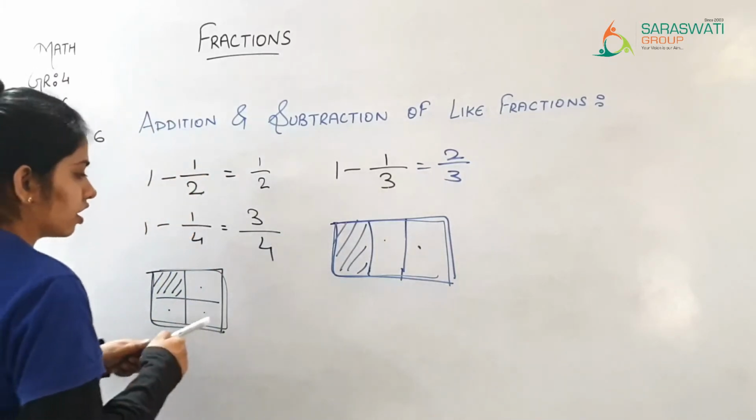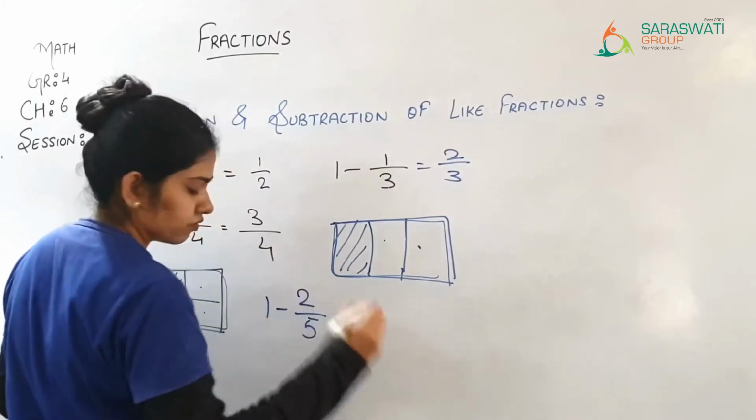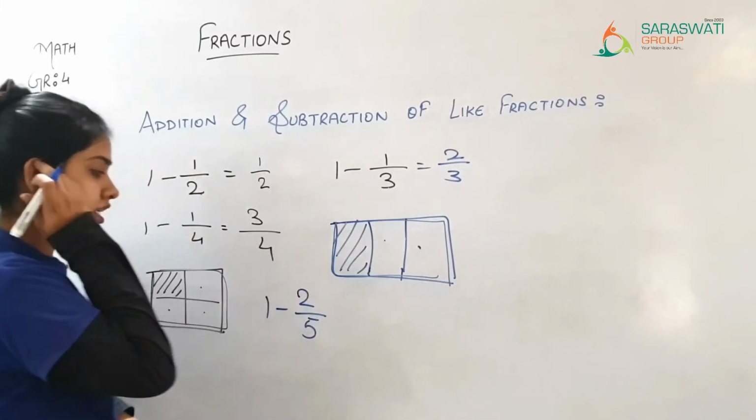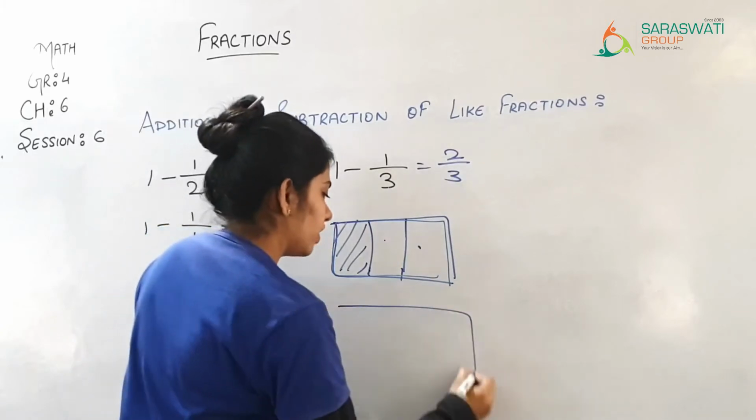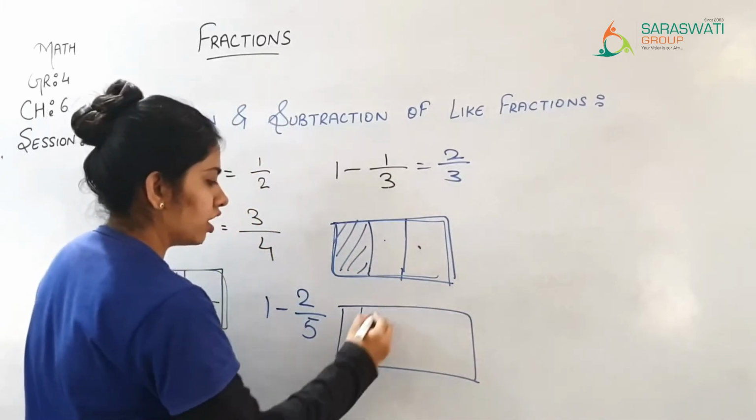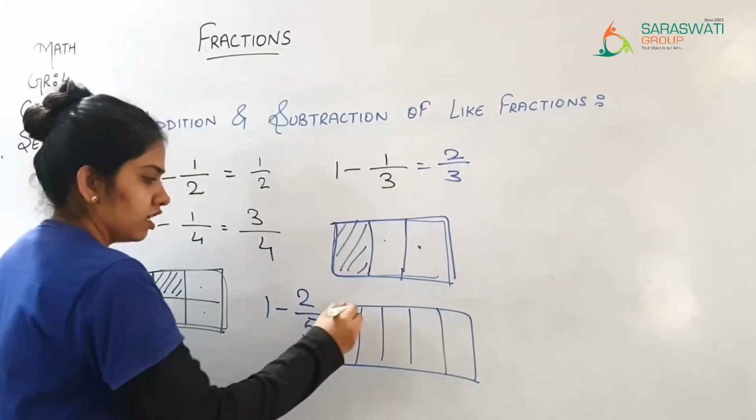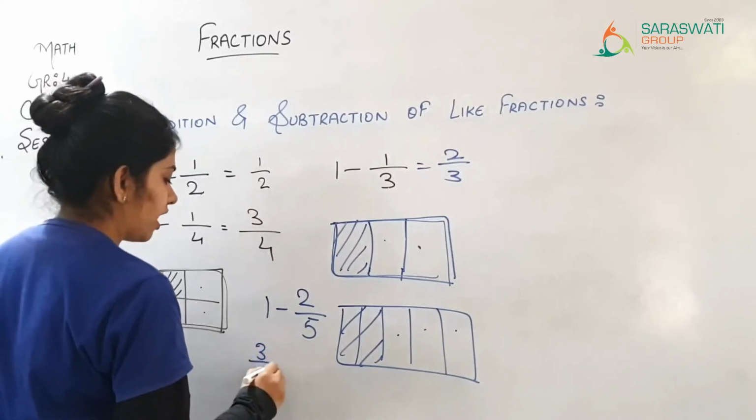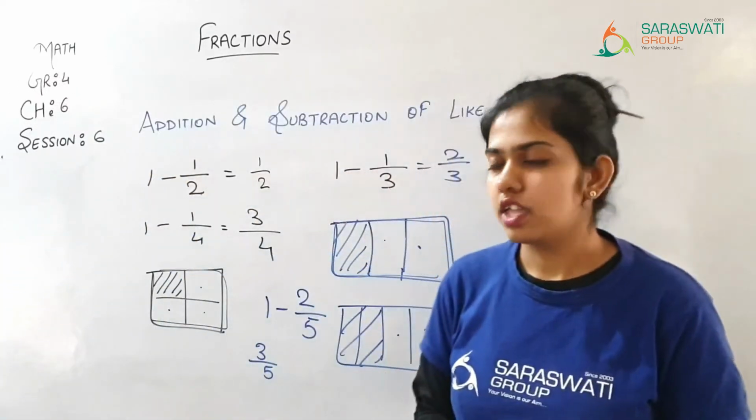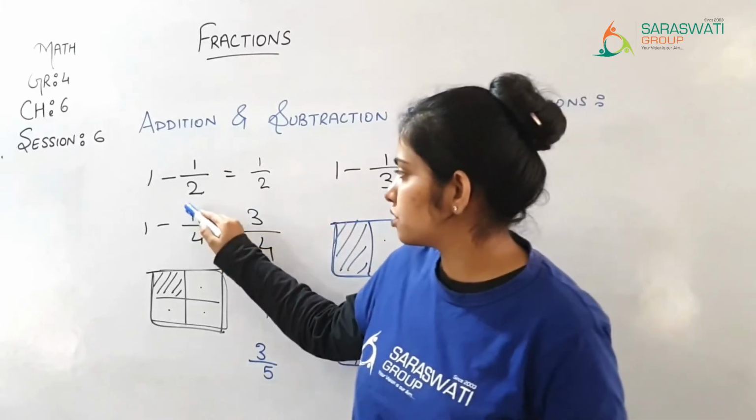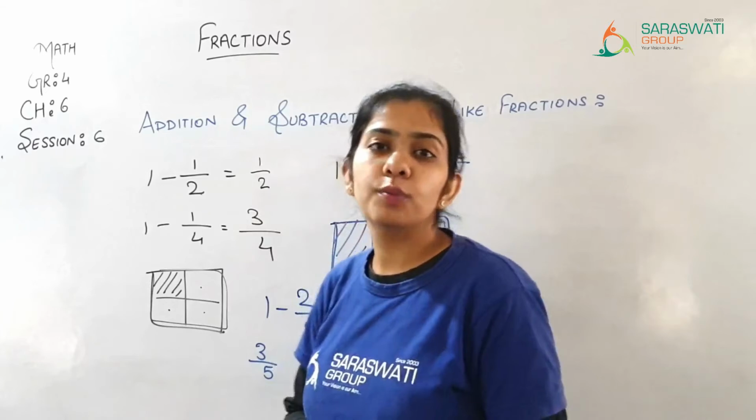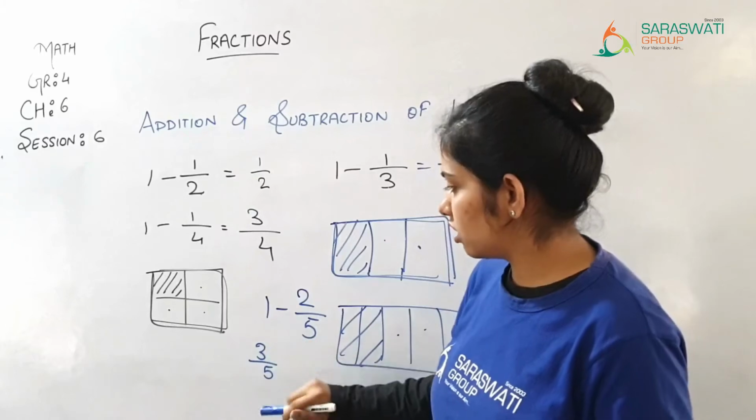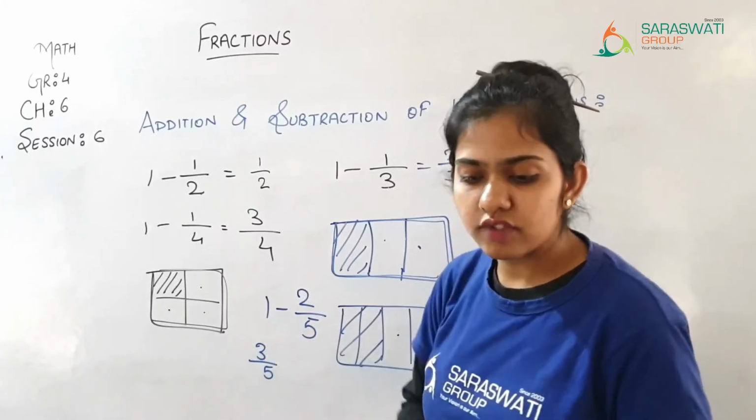If it is said 1 minus 2 by 5, then look over here again. 1, 2, 3, 4, 5 parts. 2 parts we have cancelled. So how many parts remaining? 3. So 3 by 5 is our answer. आपको ये जो डिजिट है उसमें से ये डिजिट सब्ट्रैक्ट कर देना, डिनोमिनेटर में से न्यूमरेटर को आपको सब्ट्रैक्ट कर देना है. 4 minus 1, 3. So 3 is your answer. 5 minus 2, we got 3. 3 upon 5 is your answer.